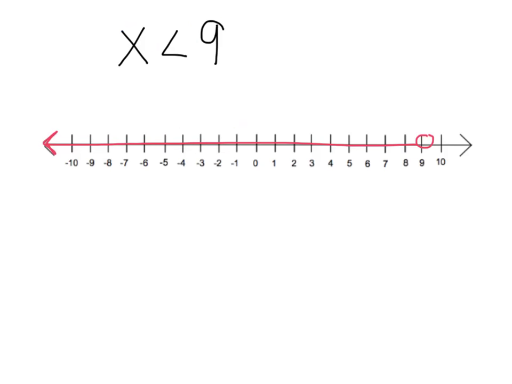So this is how our final graph should look for the solution set. x is less than 9. I have an open circle on 9 and an arrow going towards the negatives that are less than 9, and it goes on forever.